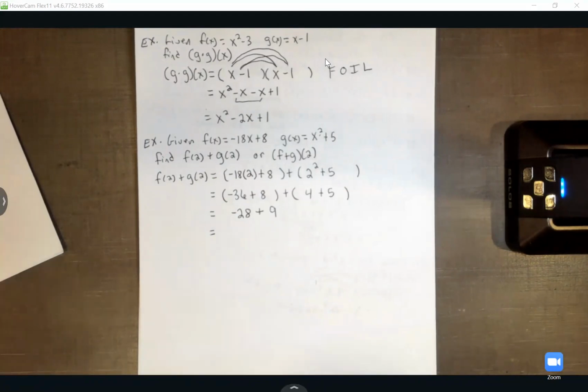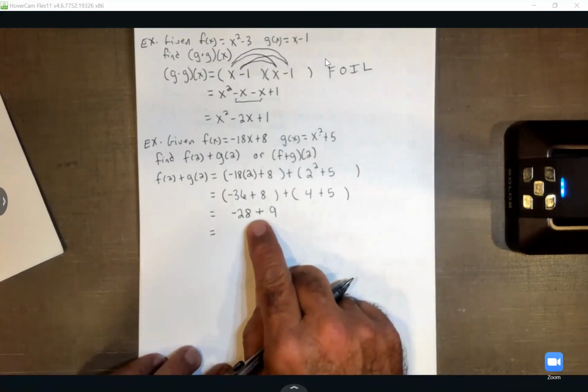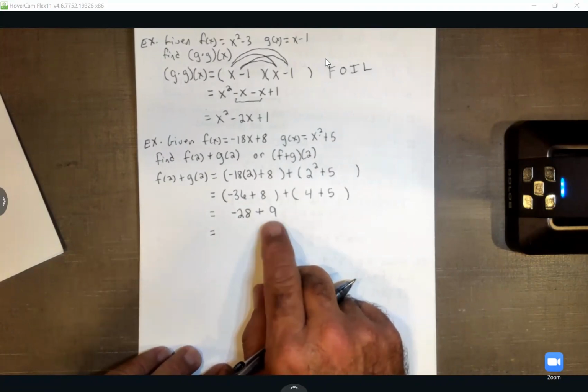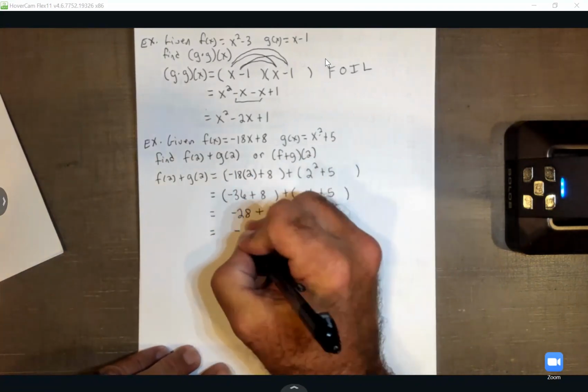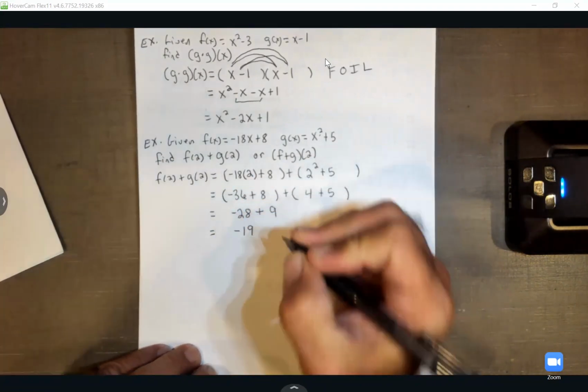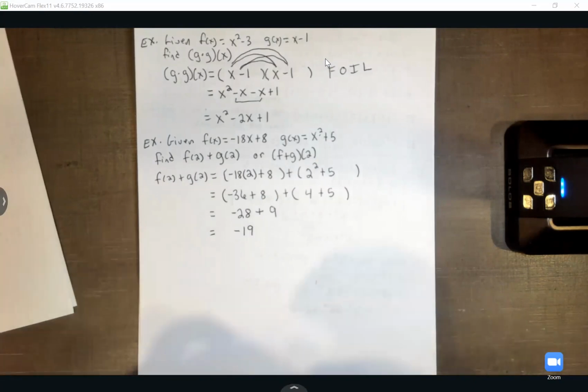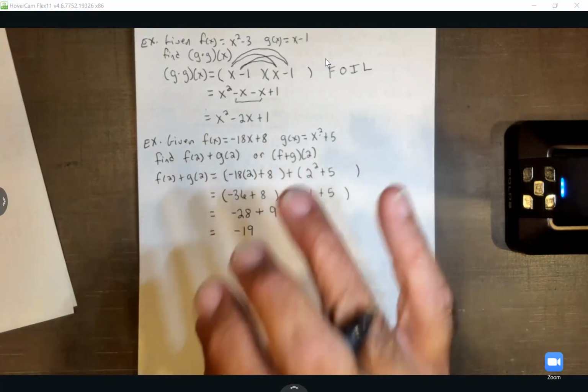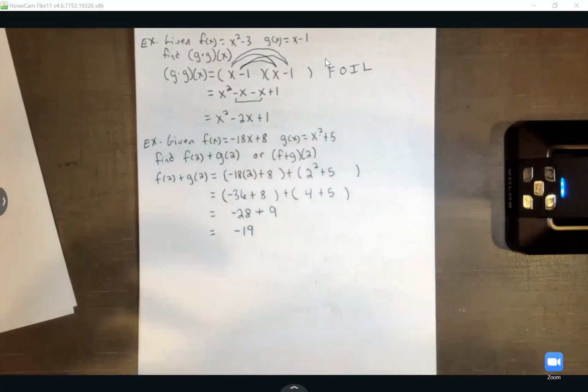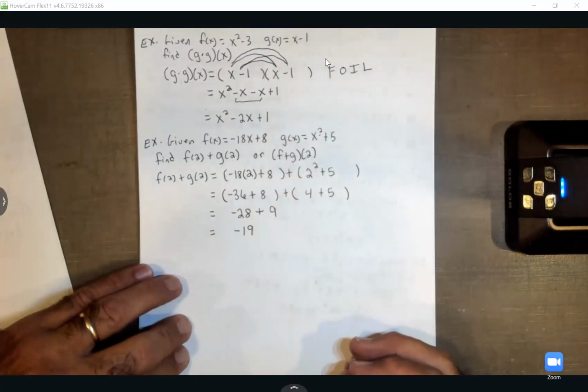All right, so we locked everything out except this last step of adding. Negative 28 plus a 9 is a negative 19. So if they give us numbers, we put those numbers in for those variables and then play with it, doing our order of operations.